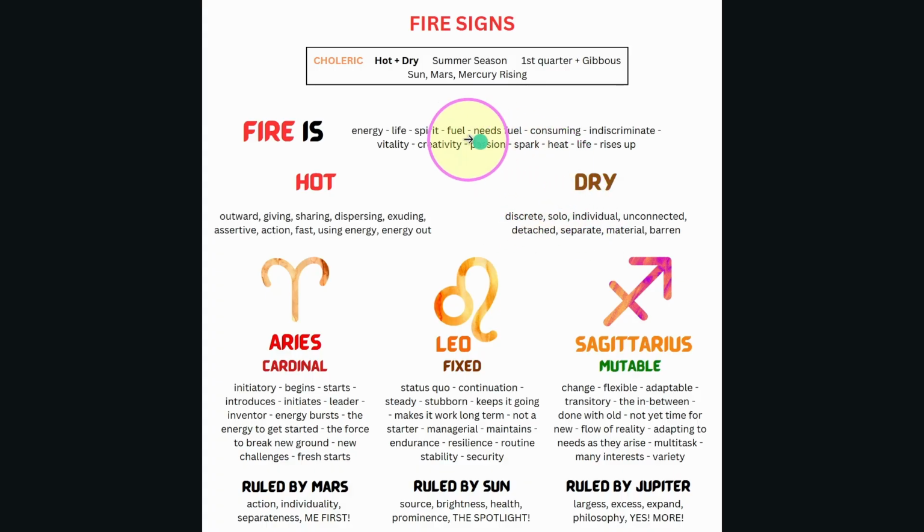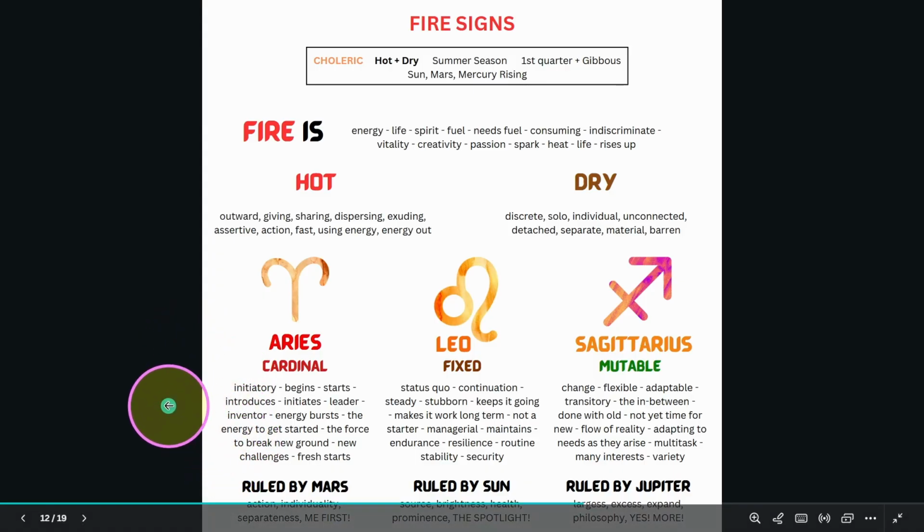So, how do we combine all of this into Aries? Well, Aries is the cardinal sign, so we're going to have our cardinal words: initiatory, begins, starts, introduces, initiates, leader, inventor, energy burst, the energy to get started, the force to break new ground, new challenges, fresh starts, and then we add into that ruled by Mars: action, individuality, separateness, and me first.